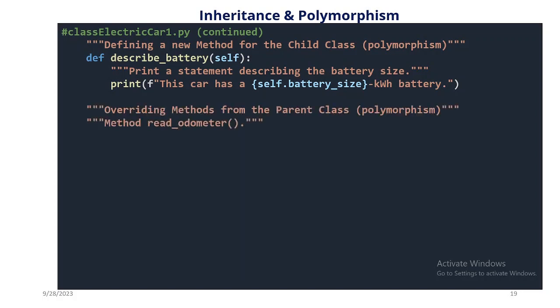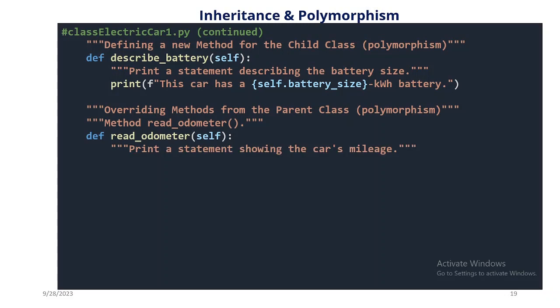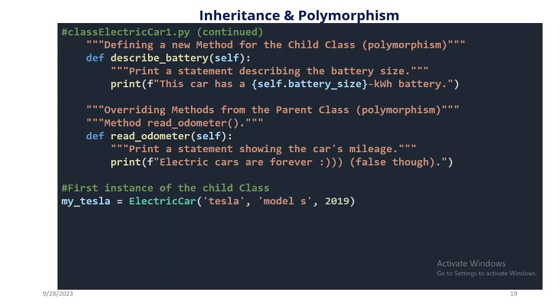We can also override methods from the parent class. For instance, we want to override the method read_odometer. This is like a child dropping a specific behavior of the parent and changing to a different behavior. So we say def read_odometer. Take note that read_odometer was also in the parent class, so we are changing it now in ElectricCar. Read_odometer self, print a statement showing the car's mileage. We don't want to show the car's mileage, we just say print electric cars are forever. Of course it's not true, it's just for the jokes. That only serves to show that we can actually change one of the behaviors of the parent class to what we want in the new class.